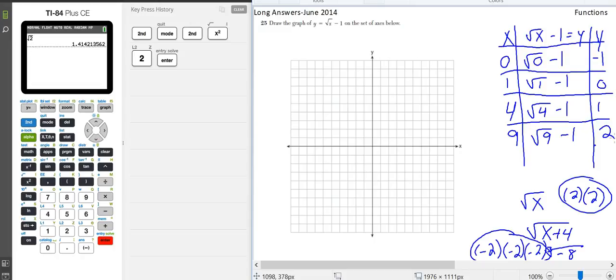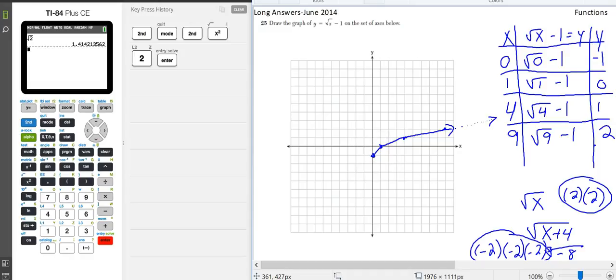0, comma, negative 1 is over here. 1, comma, 0 is over here. 4, comma, 1 is over here. And 9, comma, 2 is over here. Now we're going to connect these points. And we're going to put an arrow on this end because the graph keeps on going out like that. But we are not going to put an arrow over here. That would be wrong because the graph does not go past there. We can't plug in any negative. The graph will never look like that because we cannot plug in any negative x value. So this end stays how it is, just a dot.